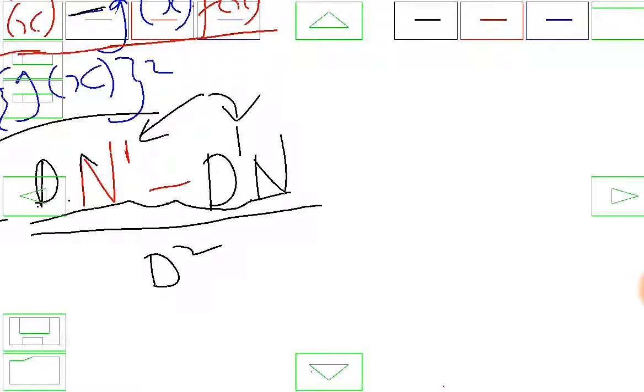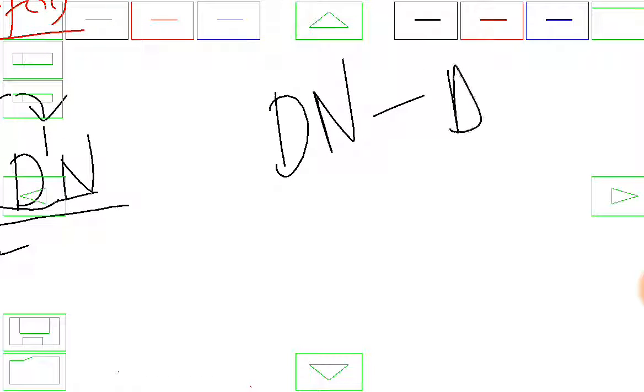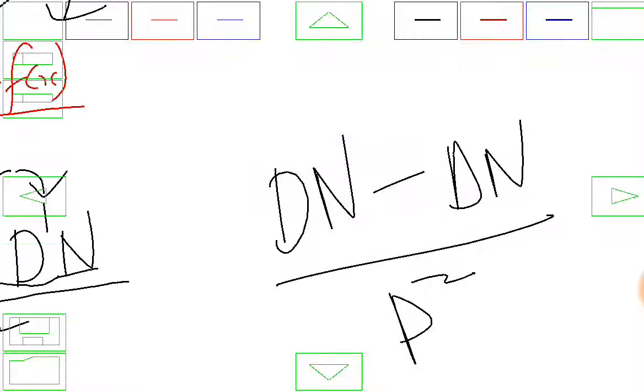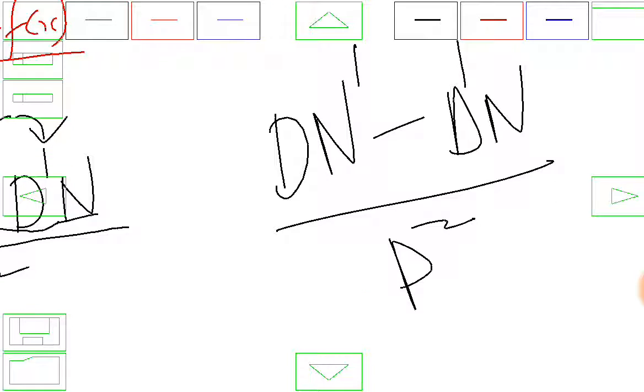So basically, in our exams you can say dn minus dn all over d squared, and don't forget we'll say derivative there and there, so it's basically the opposite, dn stroke there, then dn stroke there. So that's the easy way for you to remember it.